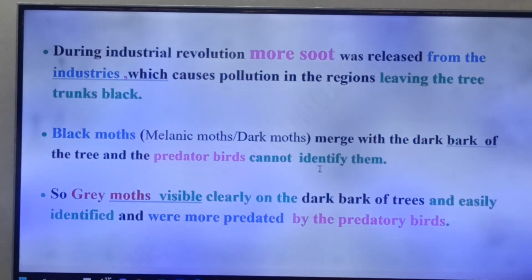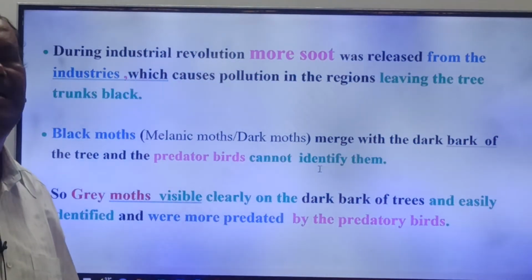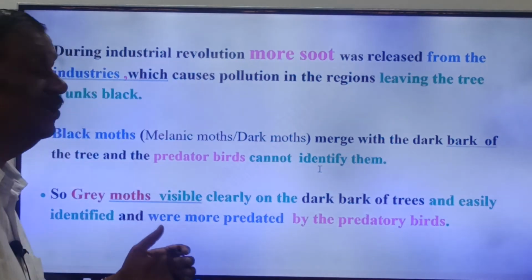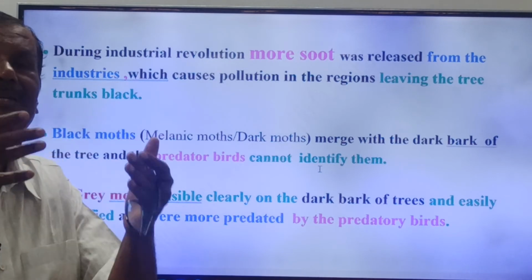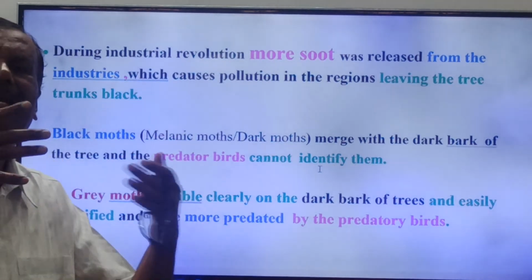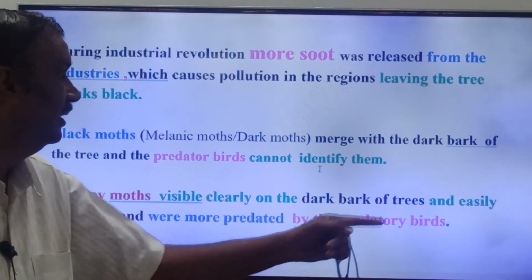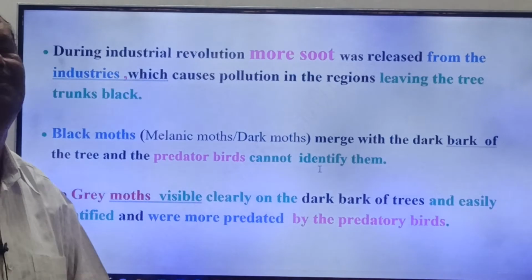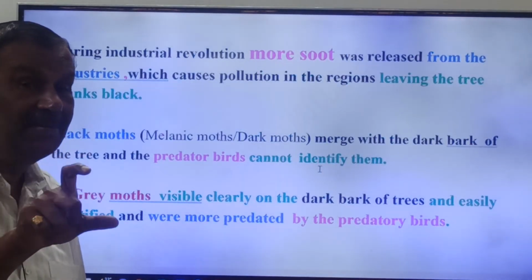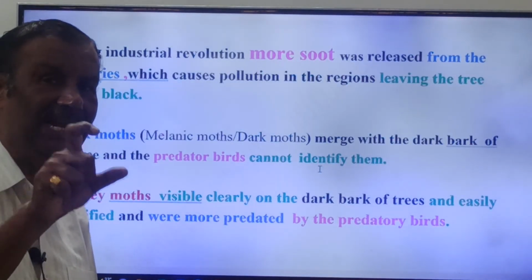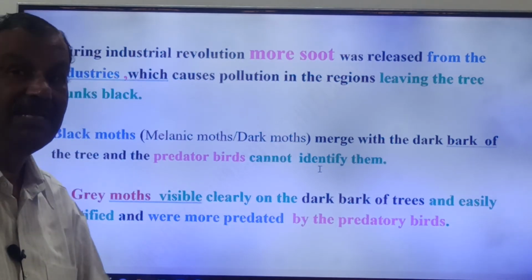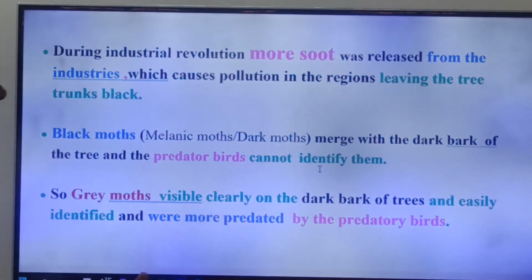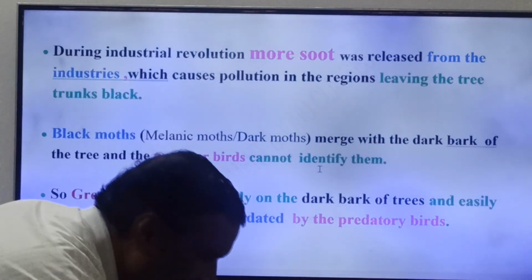So, grey moths are clearly visible to the predatory birds because the bark is dark in color. These grey color moths, because of that grey color, are clearly visible to the predatory birds, easily identified and more predated by the predatory birds. See friends, here predatory birds are clearly identifying what? Grey moths. But they are not identifying the black moths. These grey moths were predated by whom, friends? By the predatory birds, or by the birds.